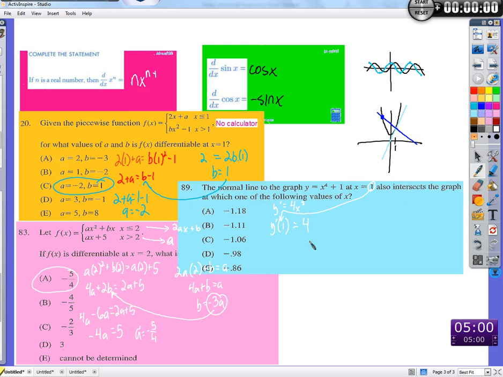So what's the slope of a line that's perpendicular to that line? Negative 1 fourth. So the slope of this other line is negative 1 fourth. So we got this line right here, m is equal to negative 1 fourth. That's negative 4. Okay, wait. It doesn't ask us for the slope, it asks us for the value of x. This guy right here, that's what it wants. Where it also intersects the graph.